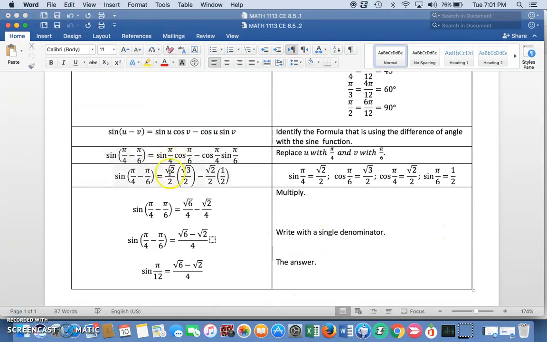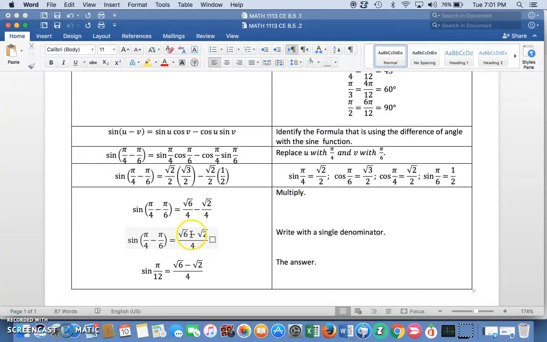The sine of 45 is the square root of 2 over 2. The cosine of 30 is the square root of 3 over 2. The cosine of 45, square root of 2 over 2, and the sine of 30 is 1/2. Do the multiplication before you subtract. So the square root of 2 times the square root of 3 is the square root of 6 over 4. The square root of 2 times 1 is the square root of 2, and 2 times 2 is 4.